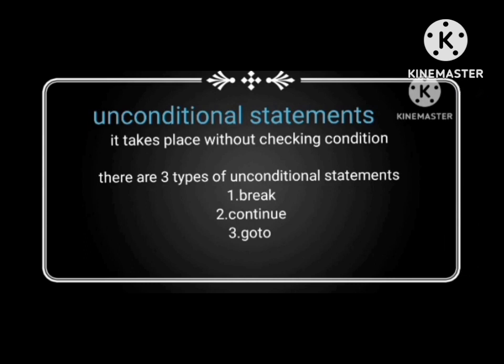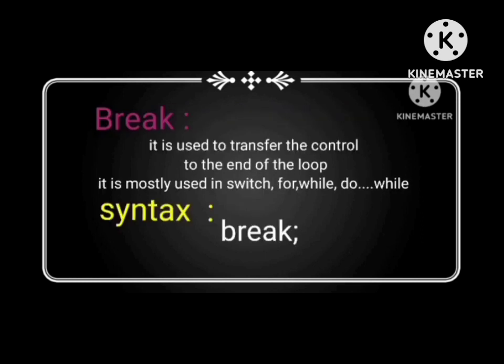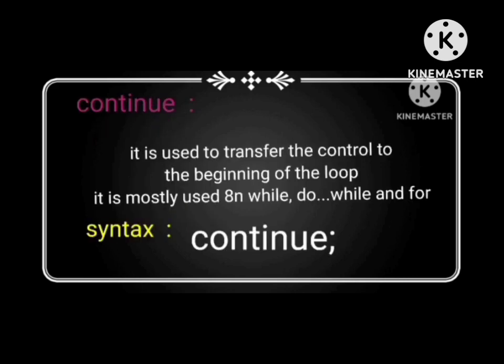Unconditional statements. If branching takes place without checking a condition, then such statements are known as unconditional statements. These are of three types: break, continue, goto statements. Break: it is an unconditional statement which is used to transfer the control to the end of the loop. It is mostly used in switch, for, while, do while. Syntax: break semicolon.